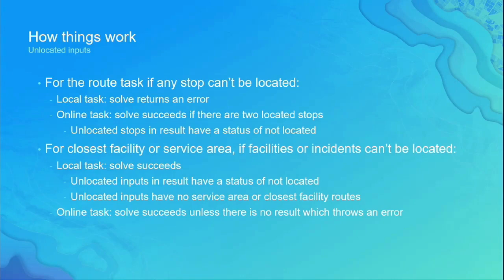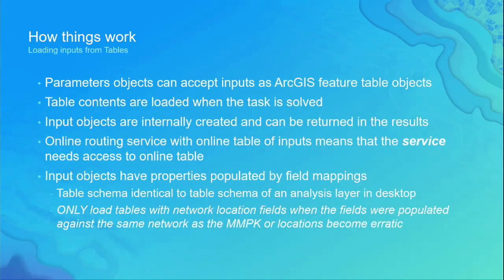For the online task, the solve succeeds if there are two or more located stops, and unlocated stops will have a status of not located. For closest facility and service area, if the facilities or incidents can't be located, the local task will succeed. Those inputs that were not located will just have a status of not located. For the online task, it's a little bit more interesting in that the solve will succeed unless there's no result, in which case it will fail. So there's a little bit of a difference in the behaviors there.